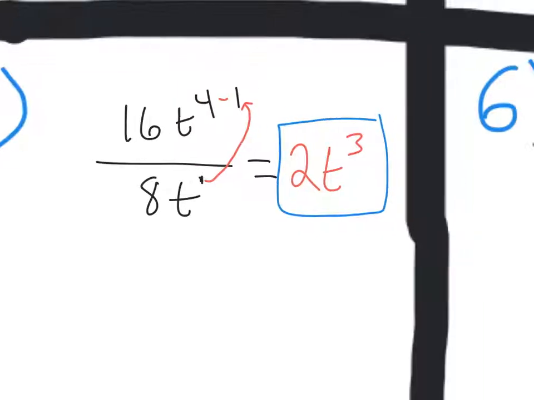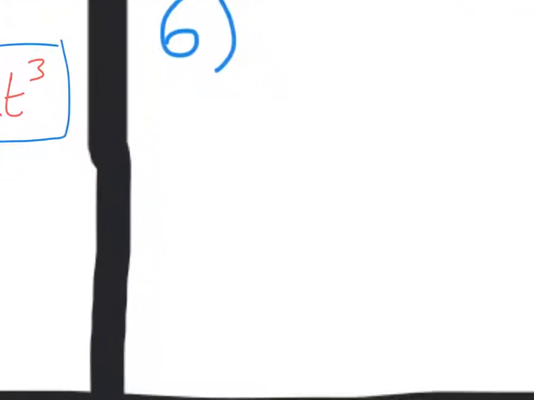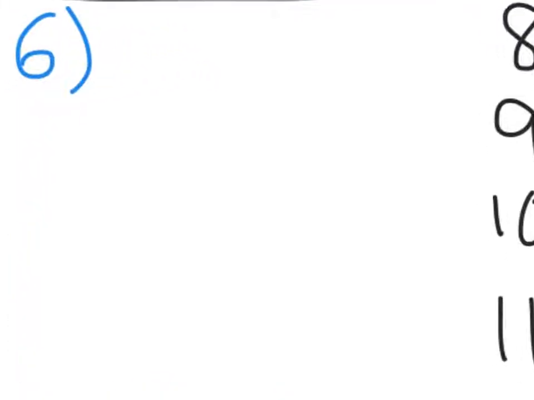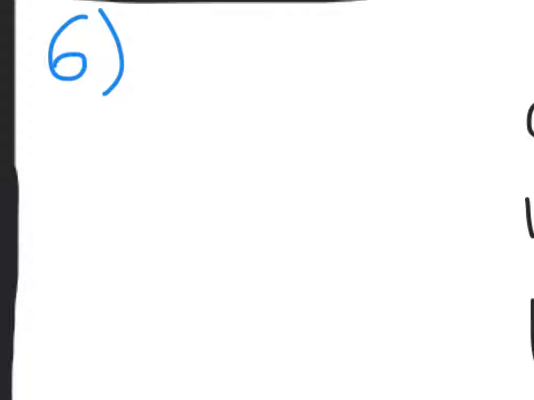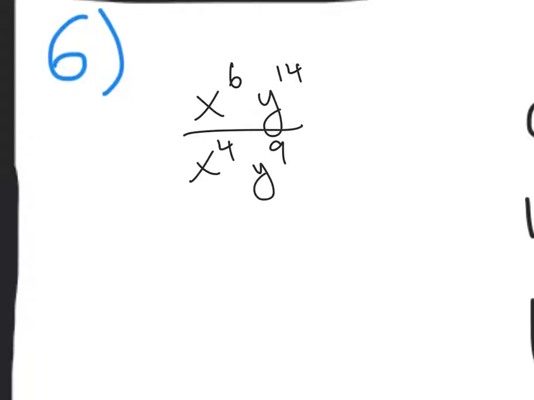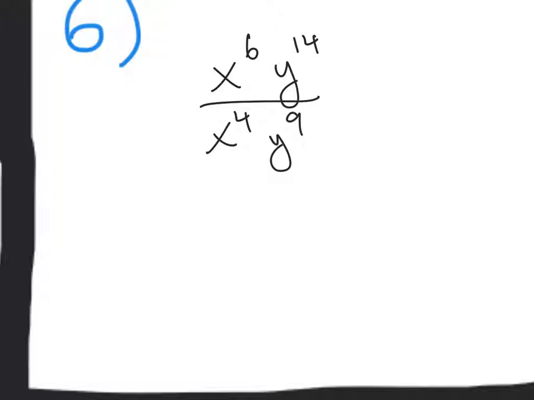Okay, number 6. This is probably going to be the last problem where we stop for now. So we've got x to the 6th, y to the 14th, over x to the 4th, y to the 9th. All right, so we've got division here, so we know we're going to have to do some type of subtraction. First, I want to show you the long way. I want to show you why this subtraction works.